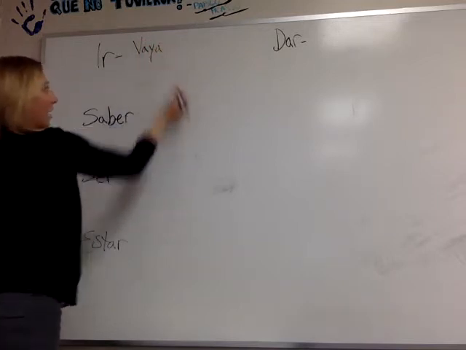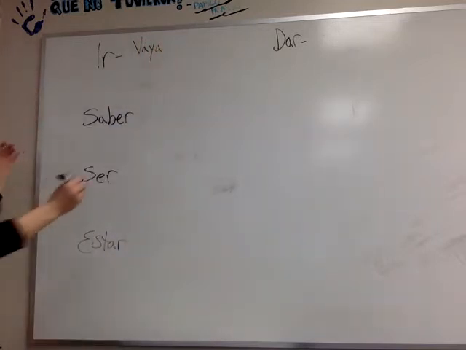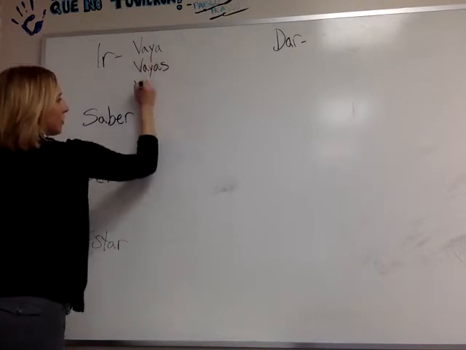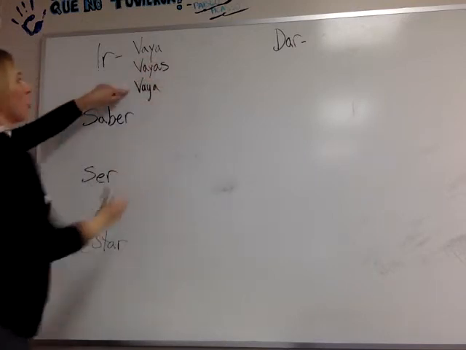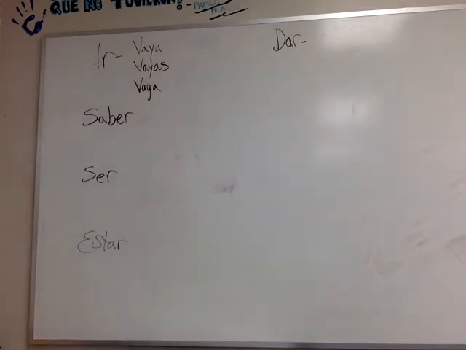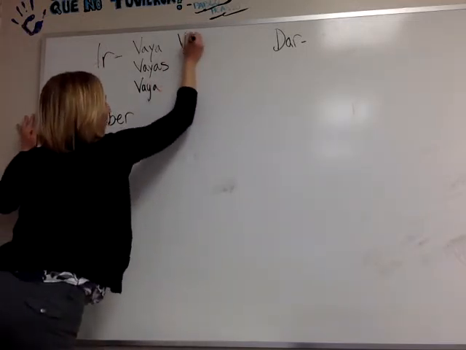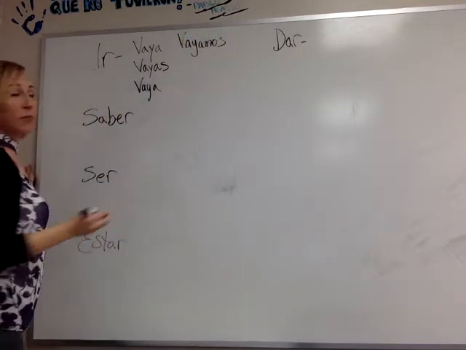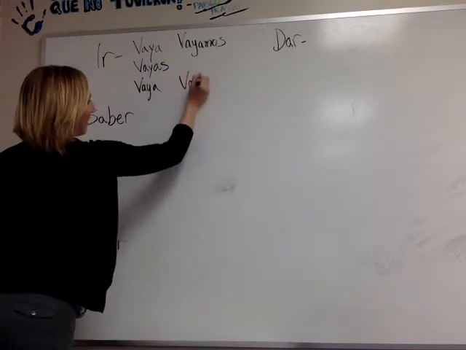Wait, what would it be? How do you say you go in the subjunctive? Vayas. How do you say he or she goes? Vaya, because remember the yo form and the he, she form will always be the same. How do you say we go in the subjunctive? Vayamos. And then finally, they go in the subjunctive would be vayan.